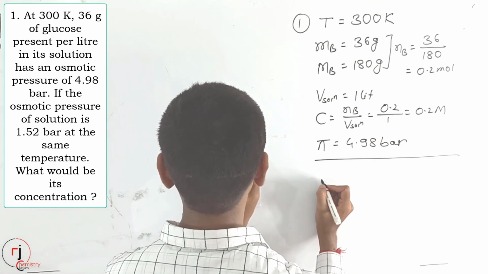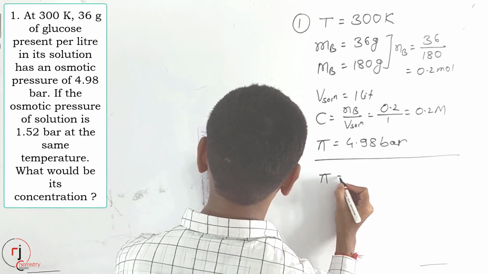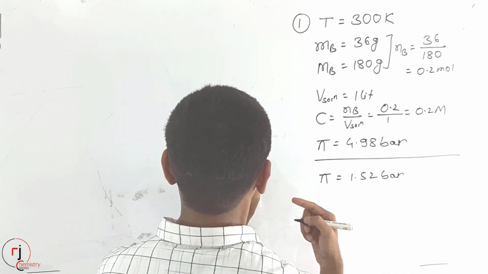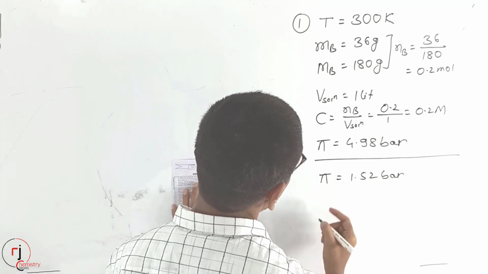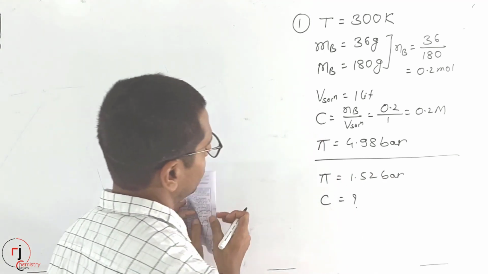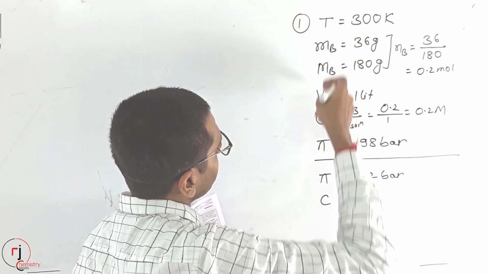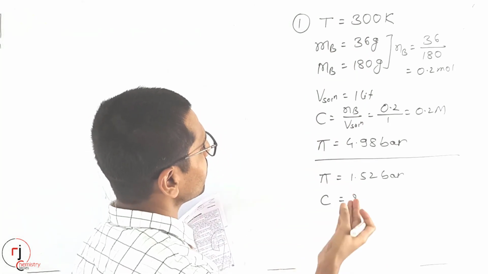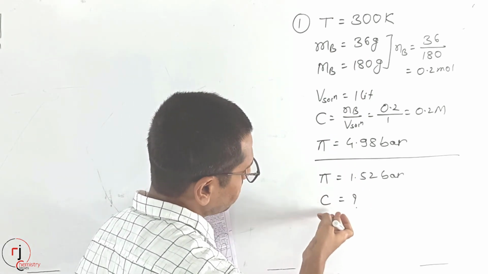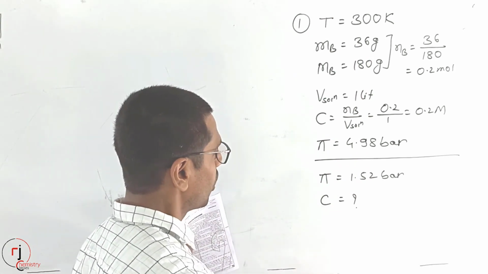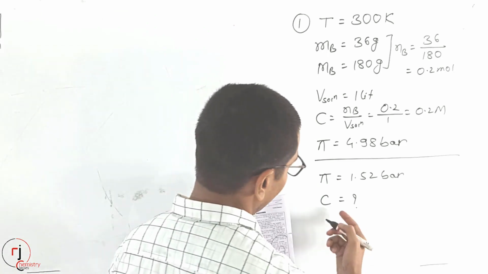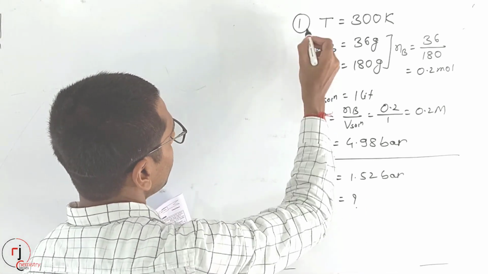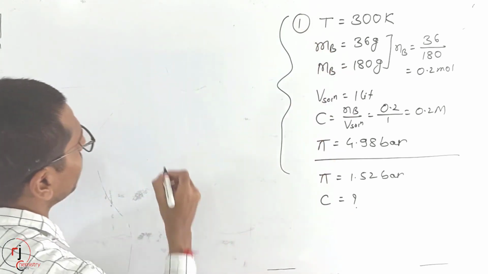It is given in the question that the osmotic pressure is 1.52 bar for the same solution at the same temperature. Then what will be its concentration? From the data given in the above case, first we determine the value of R, meaning the gas constant, and then the gas constant is put into the given data, and from here we can calculate the concentration of the next solution.